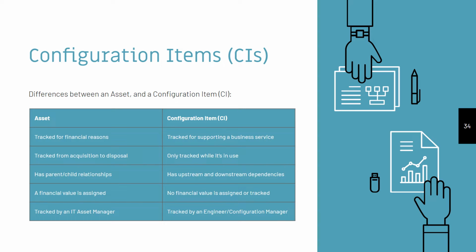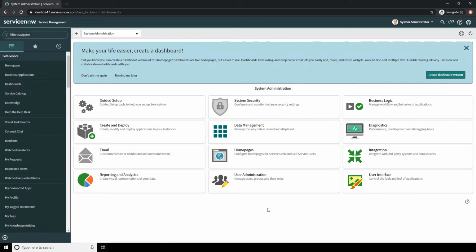The server itself is a physical hardware asset, but because the email server also runs the organization's email service, it's also a configuration item, as its configuration needs to be tracked and monitored to ensure a smooth running service for all end users. Now that we've covered what a configuration item is, let's go into ServiceNow and create a configuration item. In today's example, we're going to be creating a configuration item for a server.